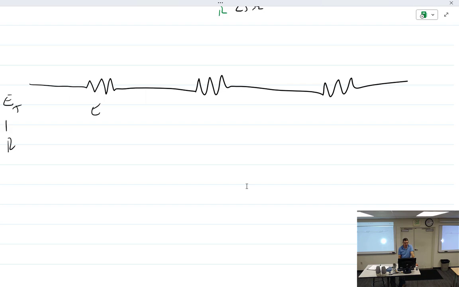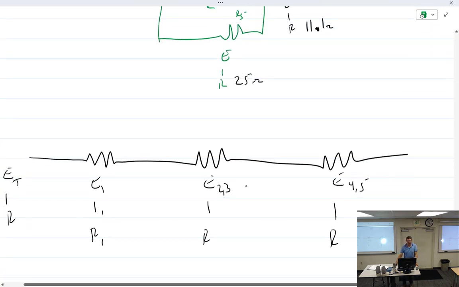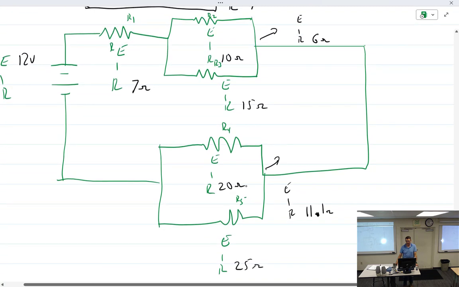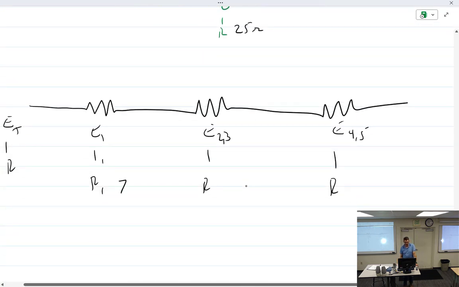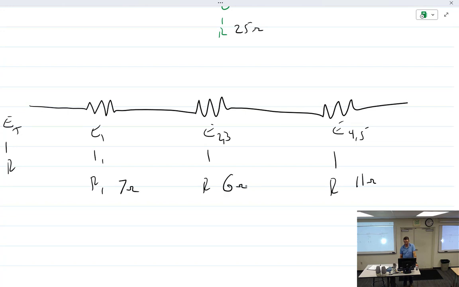My total, R1, R2, 3, R4, and 5. All right, so remind me what we got here. We got 7, 6, and 11. 7 ohms, 6 ohms, 11 ohms, 11.1.